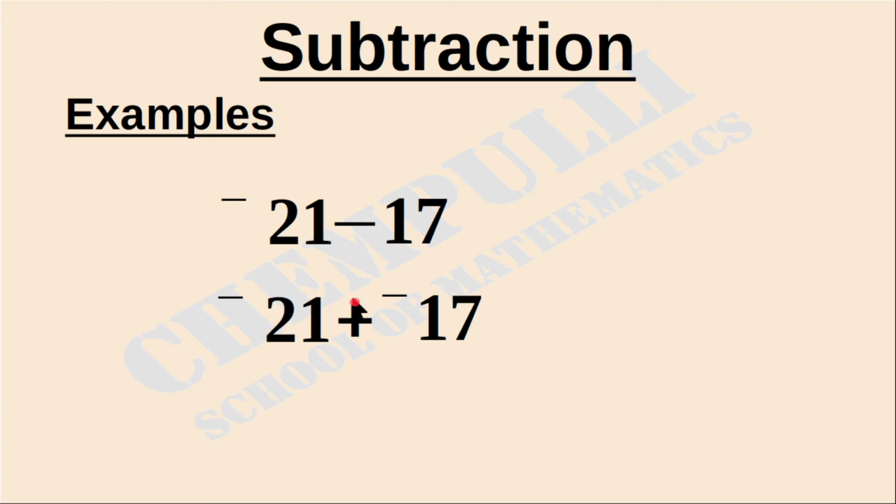What is negative 21 plus negative 17? Here you can check both signs are same. Operation addition, both signs same is add and write the same sign. That means first we add 21 plus 17, it becomes 38. Then, what is the sign? Negative. That means we'll get the answer negative 38. Clear?